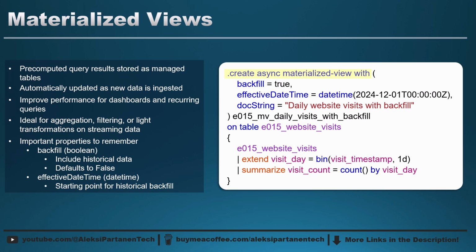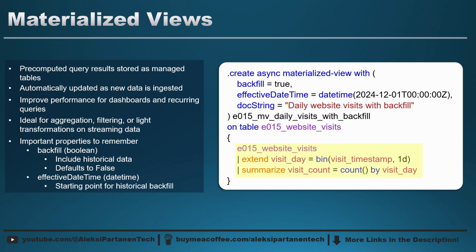Next, we have those properties or options that we can specify for the view. Here I'm just using 3 properties, but there are a lot more that are out of the scope for this video. Those 2 we already covered, so we want to have a historical backfill for this view, starting from 1st of December 2024. Then the doc string can be used to add some documentation about what this materialized view is about. Next, we have to specify a name for our view, and then we have to tell based on which table this materialized view is created. And lastly, we specify the query that is being used to create the view.